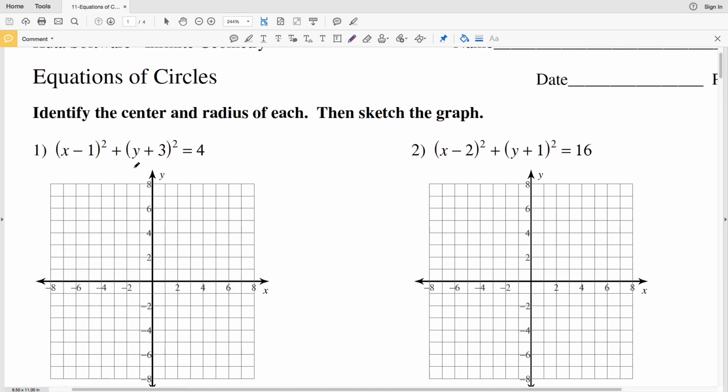Now there's a simple standard form for equations of a circle, and that is (x - h)² + (y - k)² = r². Here h, k are the center coordinates of the circle, and our radius is simply r. So knowing this formula, let's look at number 1.